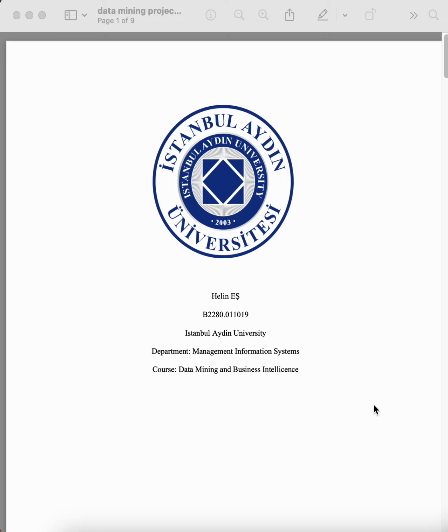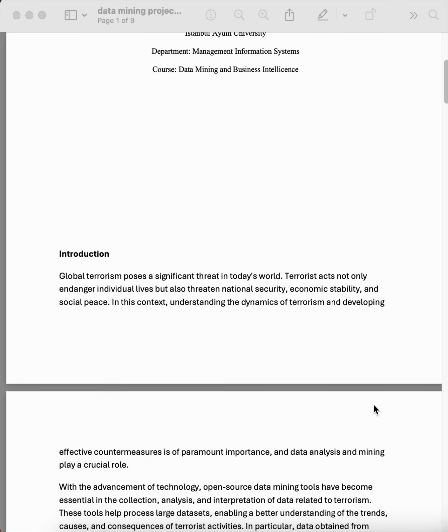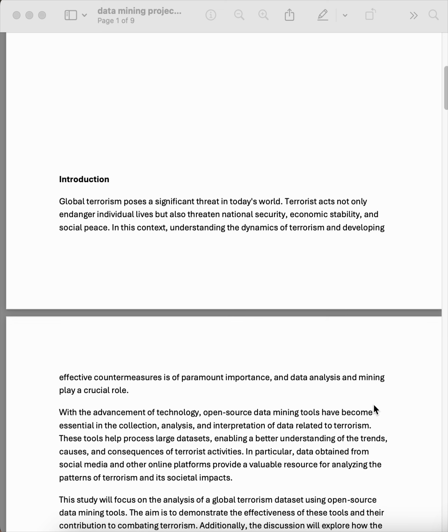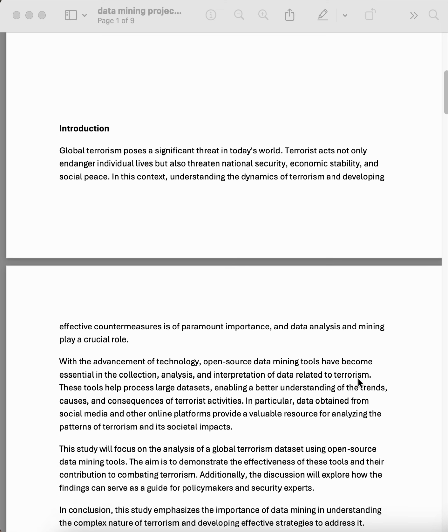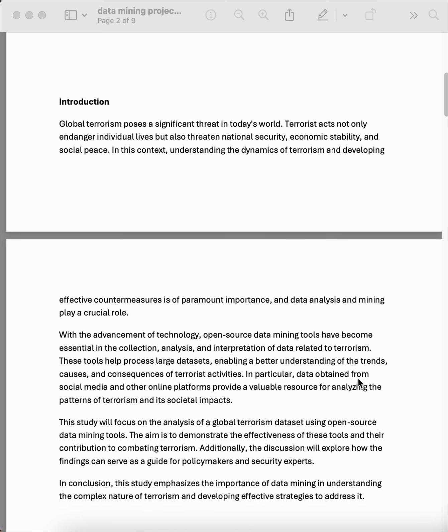I'm going to talk about my project. My project is about analysis of the global terrorism dataset. In this article, analyses conducted on global terrorism data from two different contexts are compared.